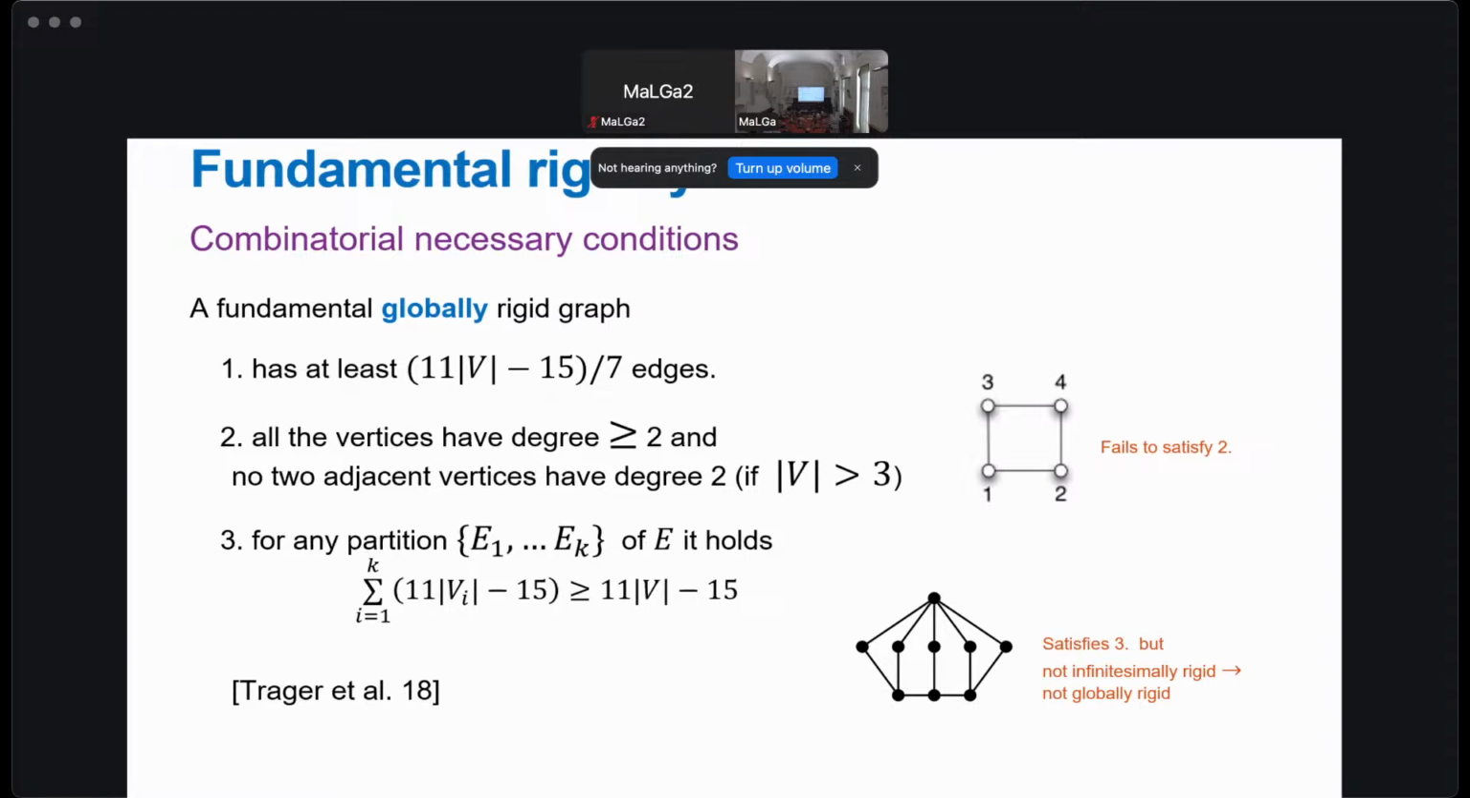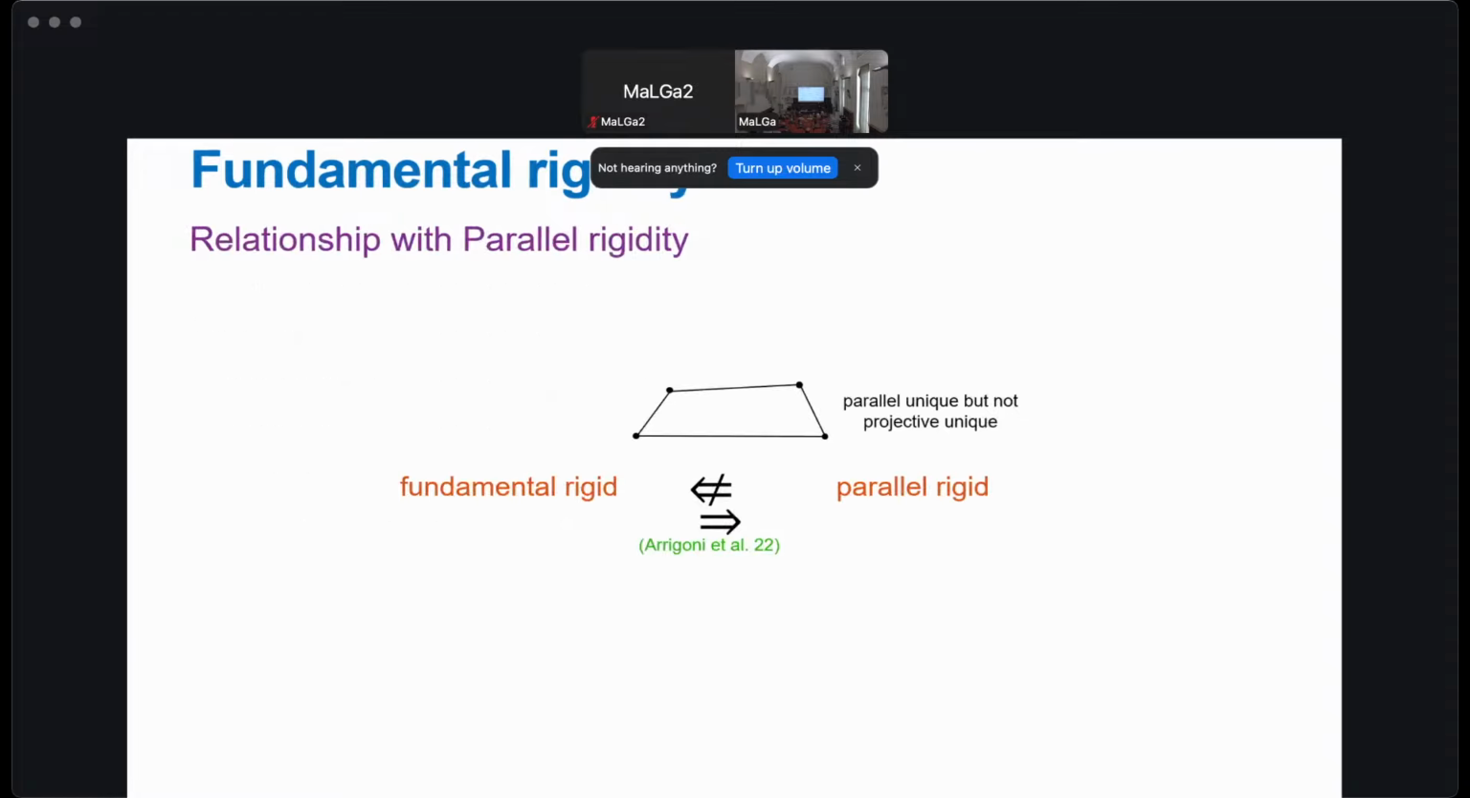and this is what we are working on now. Regarding the relation with parallel rigidity, we proved that parallel rigidity is also a necessary condition for fundamental rigidity. So if a graph is fundamentally rigid, it is also parallel rigid, but this square proves that the reverse is not true, because this square is parallel unique but not projectively unique.